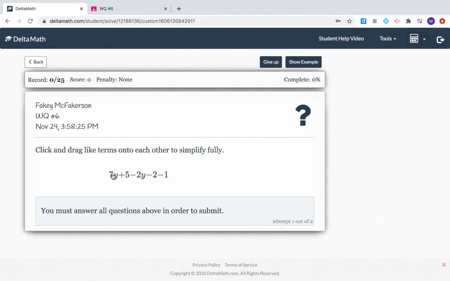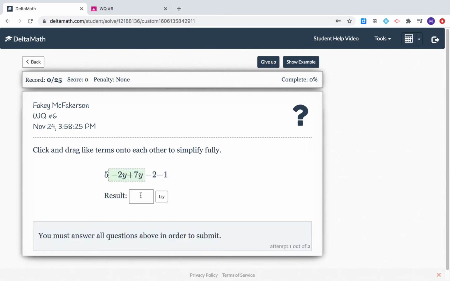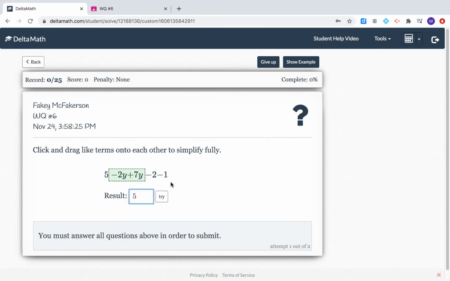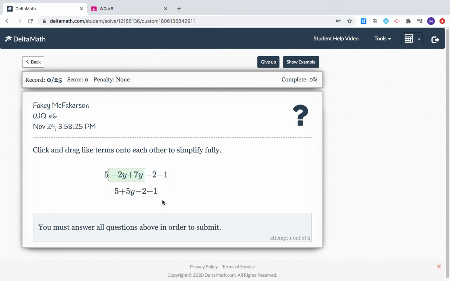So I have 7y and negative 2y. I can combine those. So I'm going to drag that over. And if I've got a negative and a positive, it looks like I have more positives, so it'll be positive. And I have the difference between 7 and 2 is 5, so I have 5 more positives. Now, watch what happens if I hit 5. It's not going to let me get away with that. Remember, 7y minus 2y is going to be 5y, and so then it will let me have that.